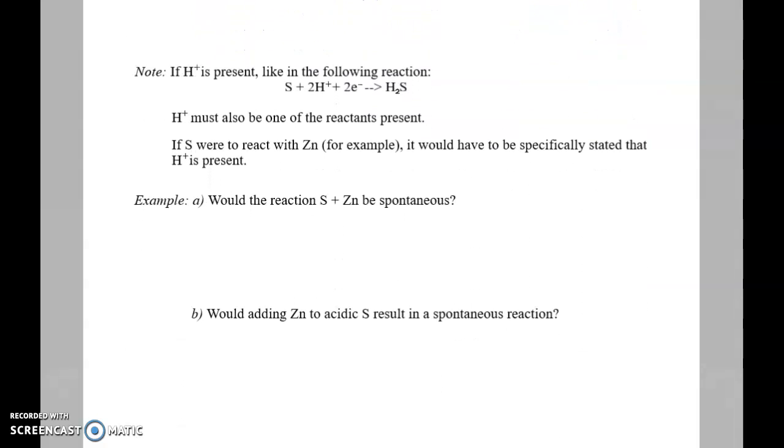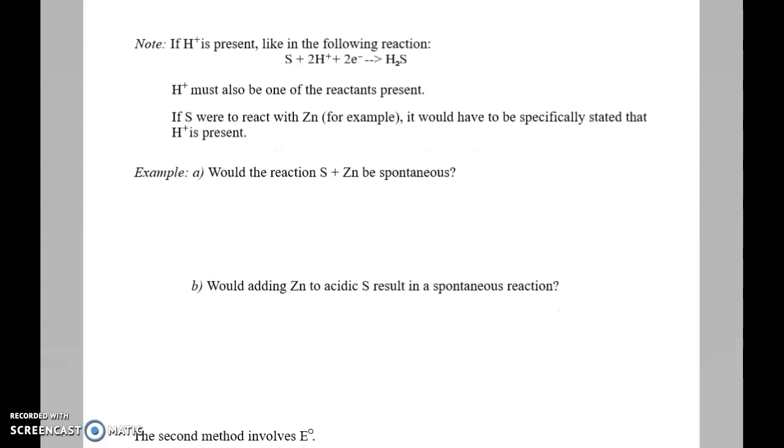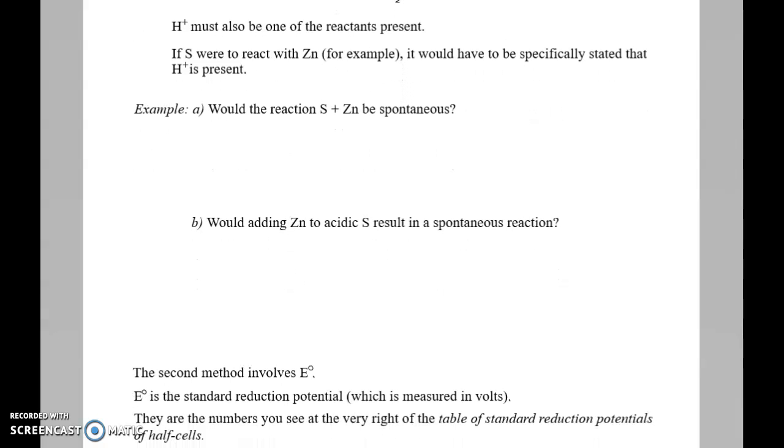Now, something to note about hydrogen is that if it's present, like in this following half reaction, then hydrogen must also be one of the reactants present. So for example, if sulfur were to react with zinc, the question would have to state that hydrogen is present.